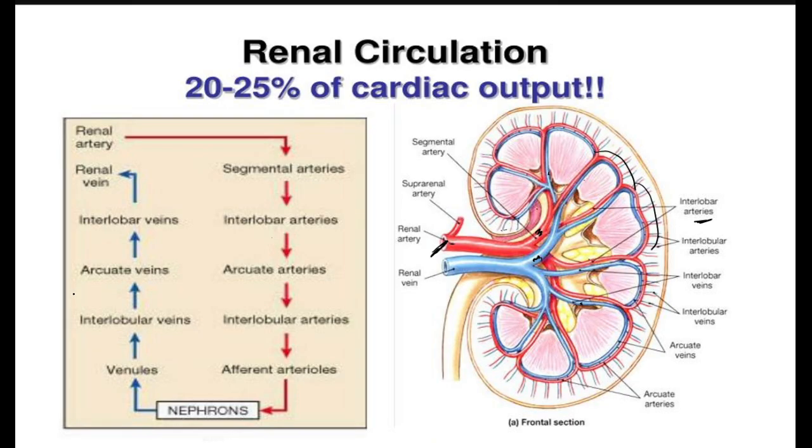Next one is the renal circulation. Now, in renal circulation, 20 to 25% of the cardiac output will go into the renal in the form of renal artery, from the renal artery.